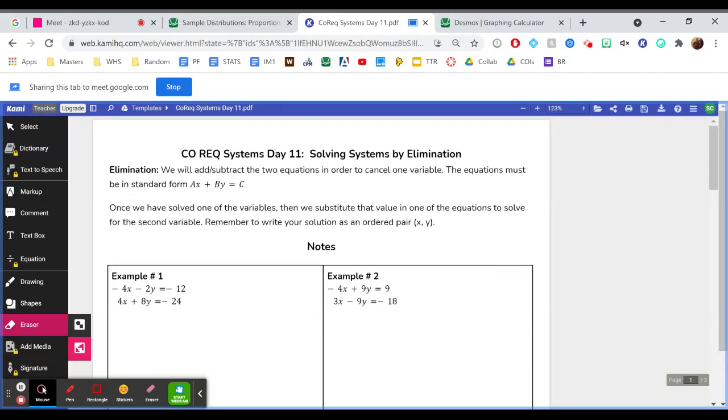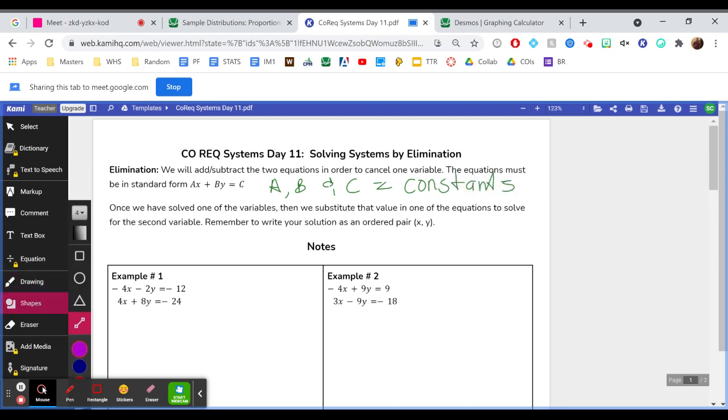Okay, so systems of equations using elimination. The elimination method involves solving equations that are in standard form. Standard form is ax plus by equals c, where a, b, and c are constants. Okay, so they're constants. That means they're numbers that we use and they don't change. Okay?